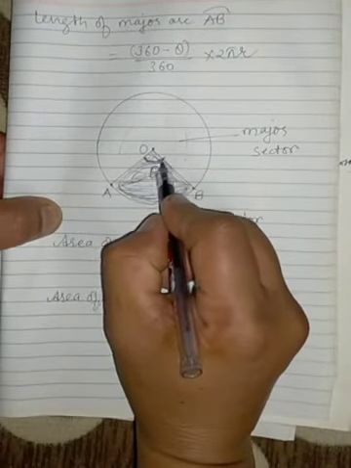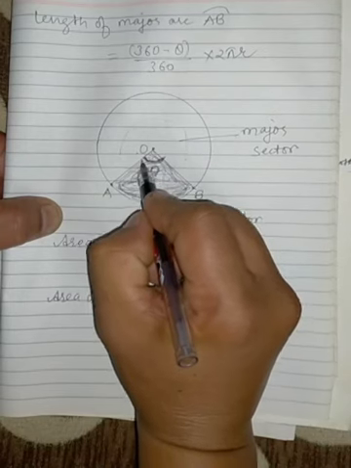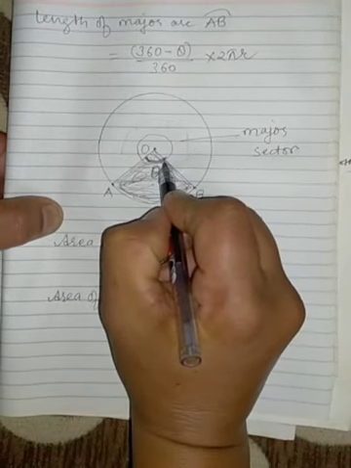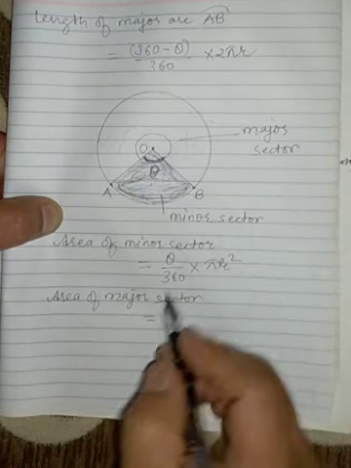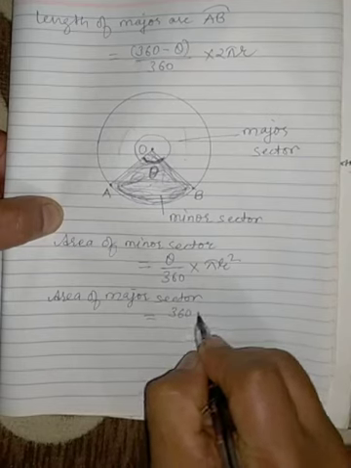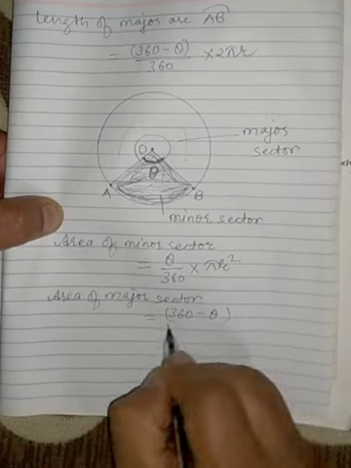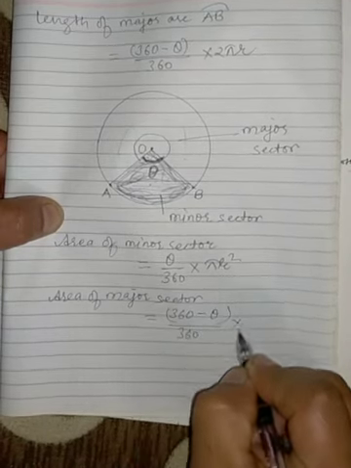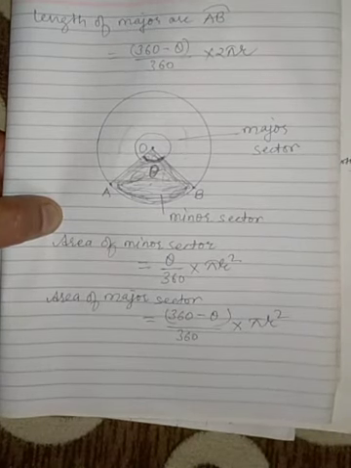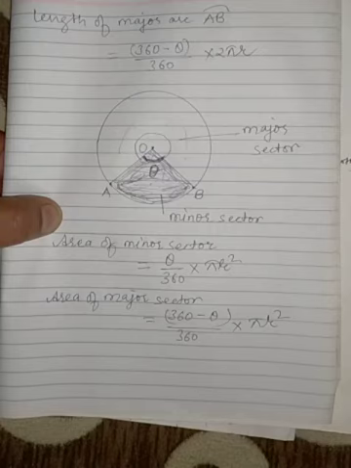If this much angle is theta, then the remaining angle for this part will be equal to 360 minus theta. So for that part, the area of major sector can be obtained by (360 minus theta) upon 360 into pi r square. Okay. So theta upon 360 into pi r square.